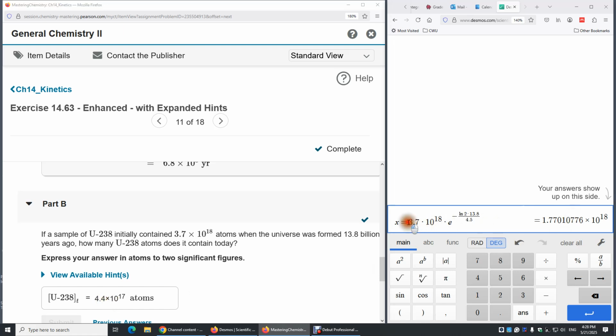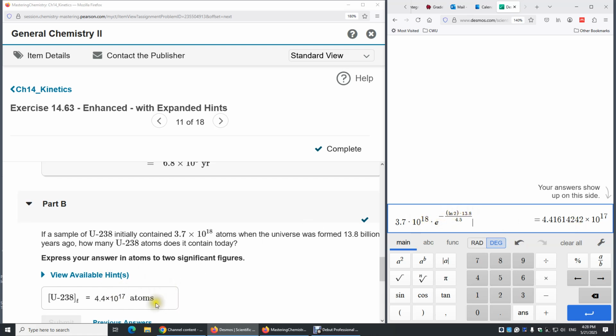Oh, wait a minute. I need to get rid of this. And something really important, I want to compute ln2 first, and then do the multiplication. So I got 4.4 times 10 to the power of 17. So when in doubt, just use one extra pair of parentheses. So you compute ln2 first, and then multiply by 13.8.